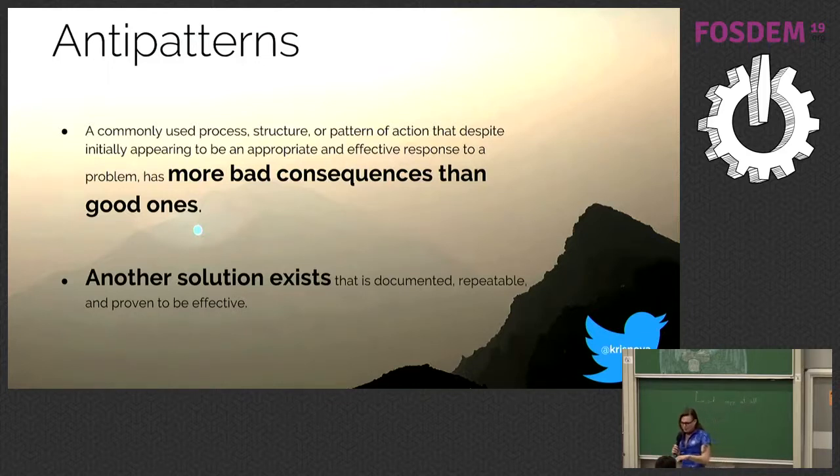I'm just going to read really quick. A commonly used process, structure, or pattern of action that, despite initially appearing to be an appropriate and effective response to a problem, has more bad or more negative consequences than good ones. In other words, it looks like it solves the problem, but it actually creates more negative consequences along the way. And this is the second bit of criteria. In order for it to be a true anti-pattern, another solution has to exist. In other words, there has to be some other path that already exists without us spending any engineering hours to go and undo this thing that we thought was going to do good that ended up doing bad for us along the way. So that's what an anti-pattern is.